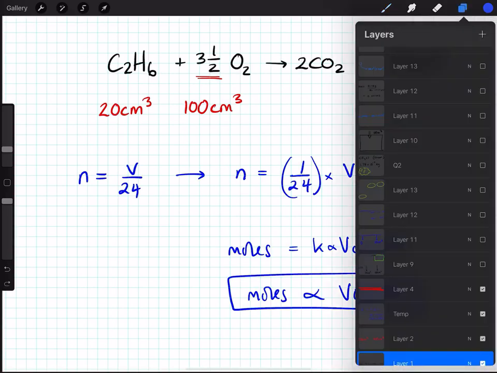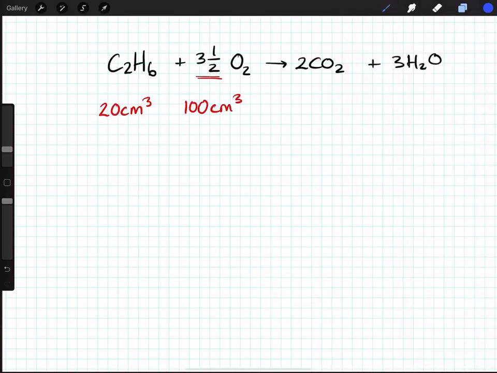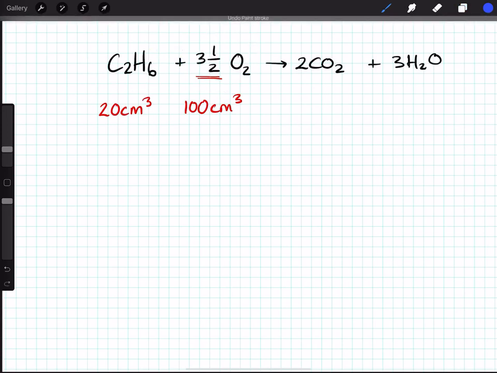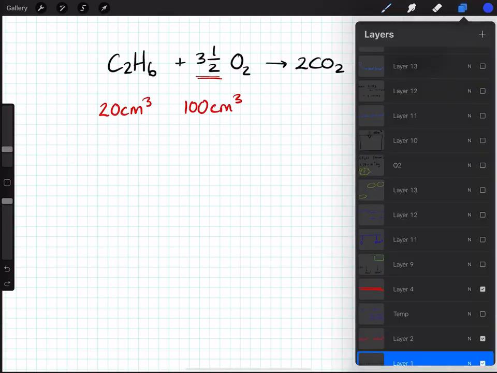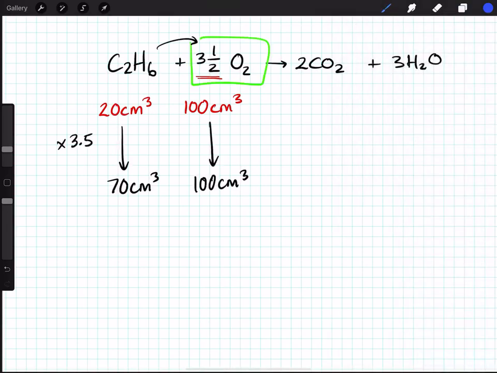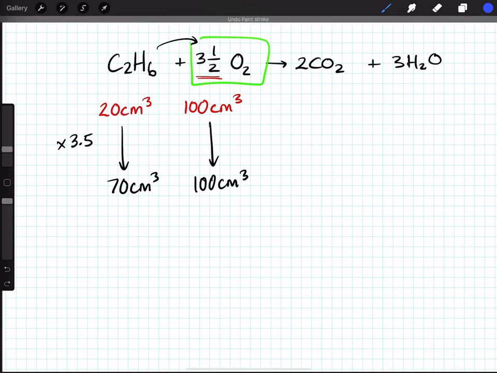Okay. Now the question is, if you're reacting 1 mole of this with 3.5 moles of oxygen, you want to know which one will finish first. To do that, we're going to first of all make the molar ratios equal to each other. So for example, we're going to times the ethane by 3.5, so this will also become 3.5, just like that. So if I have 100 centimeters cubed of oxygen, I will react 70 centimeters cubed of ethane with that.